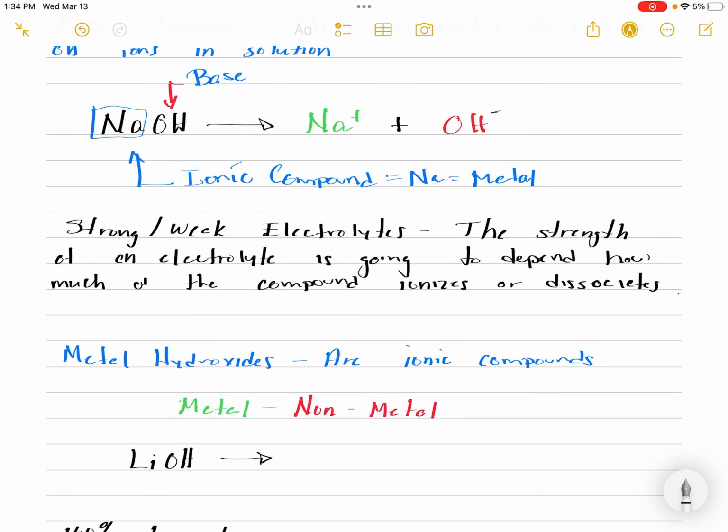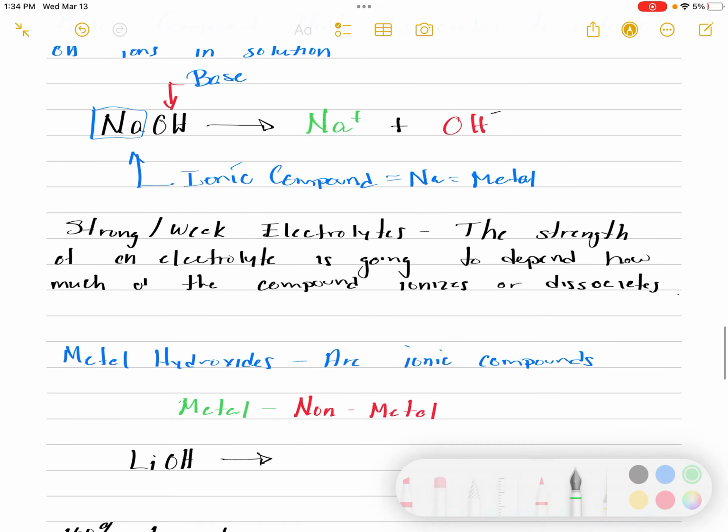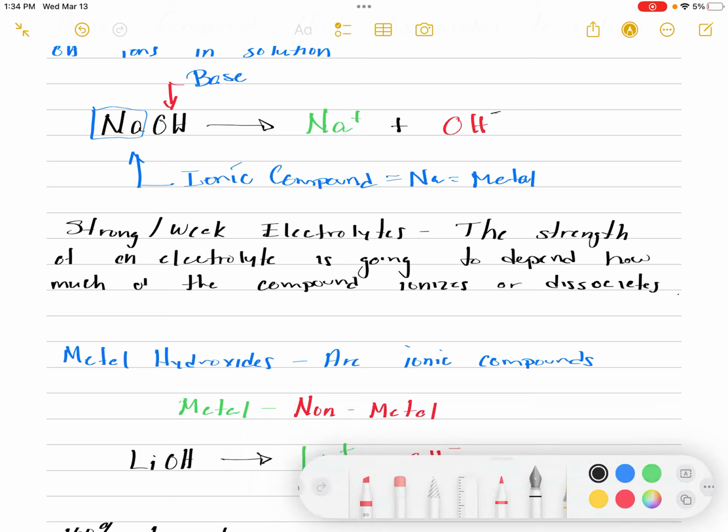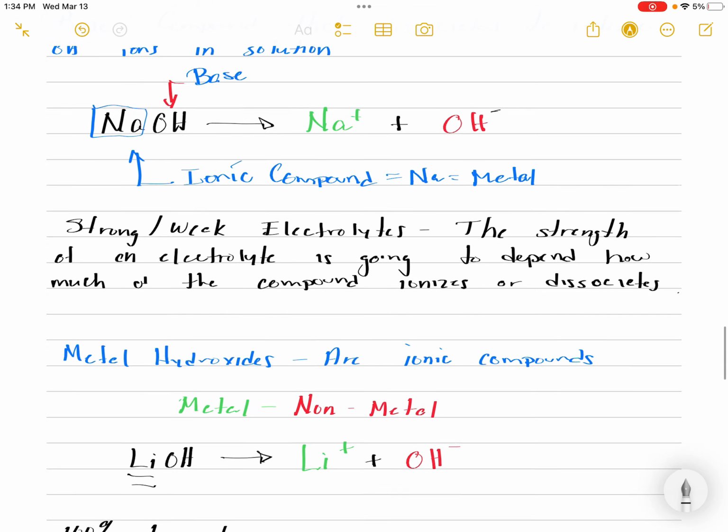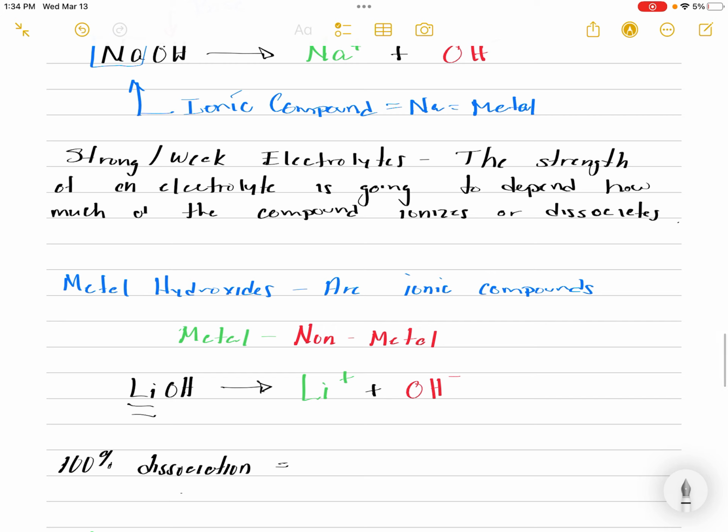If we take a look at something like lithium hydroxide, it's exactly the same thing. It's a metal hydroxide, so that's going to separate into lithium, which is a 1+ ion, and hydroxide, which is a 1 minus ion. Because this is ionic and it has a metal in the lithium here, it's going to just separate into the positive and negative ions. 100% dissociation equals a strong electrolyte.